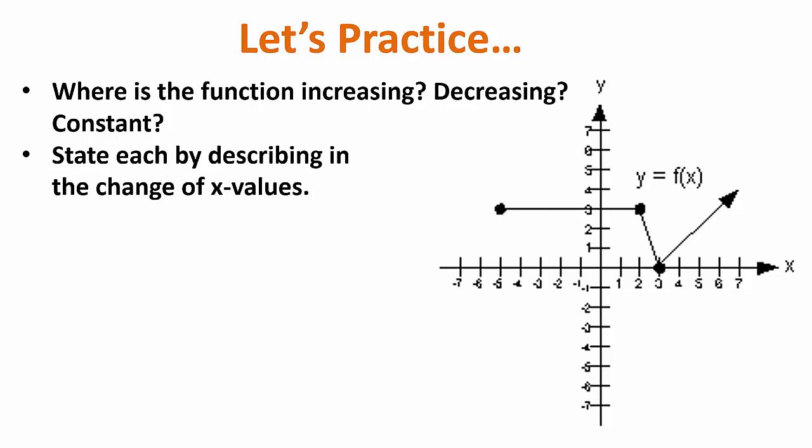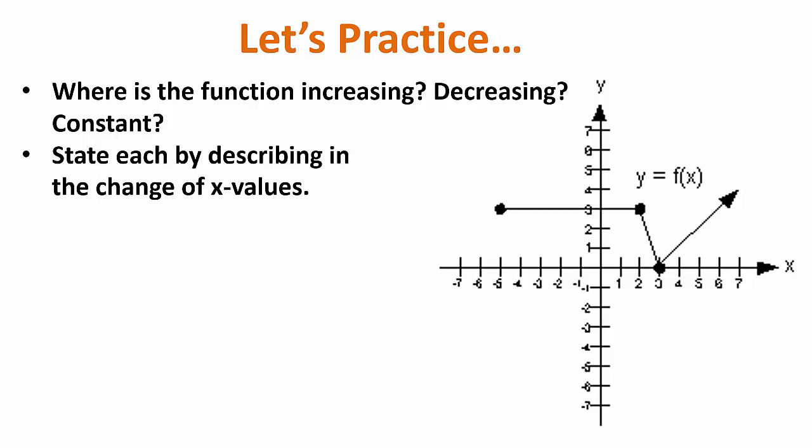So we also want to be able to describe where the function is increasing, decreasing, or constant. And we're going to state each by describing the change in x values. So for this particular function, I might say something like: the graph is constant from x is -5 to x is 2. The graph is decreasing from x is 2 to x is 3. The graph is increasing from x is 3 as it continues to grow. The reason I say as it continues to grow is because it has an arrow at the end, so it's going to go on and on and on forever.